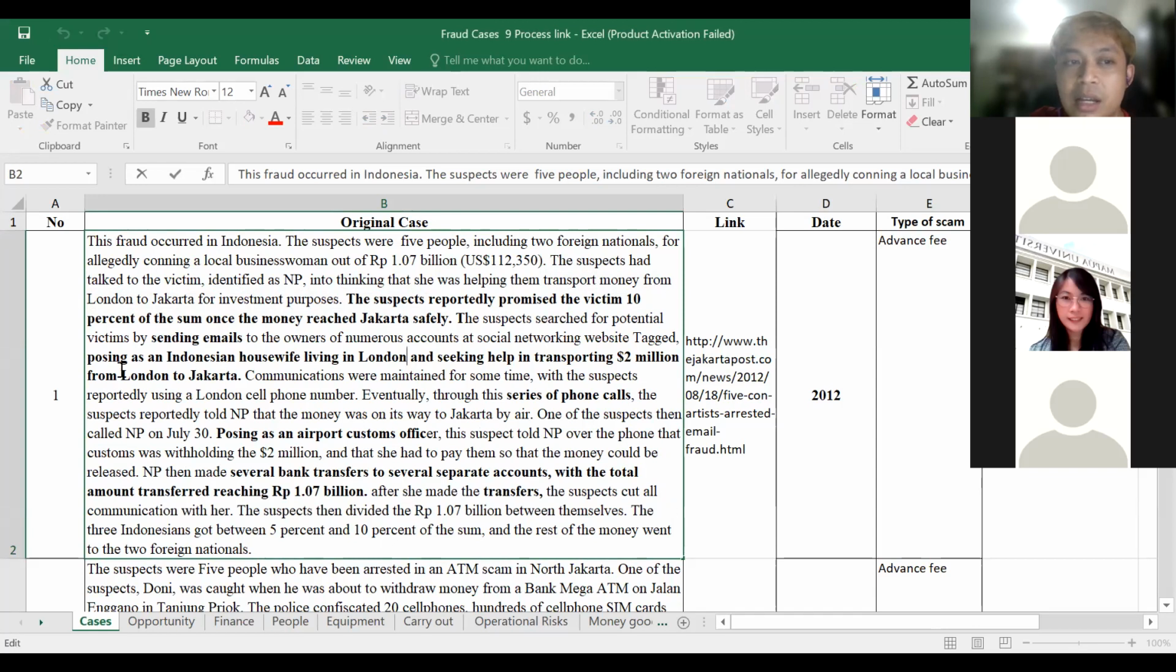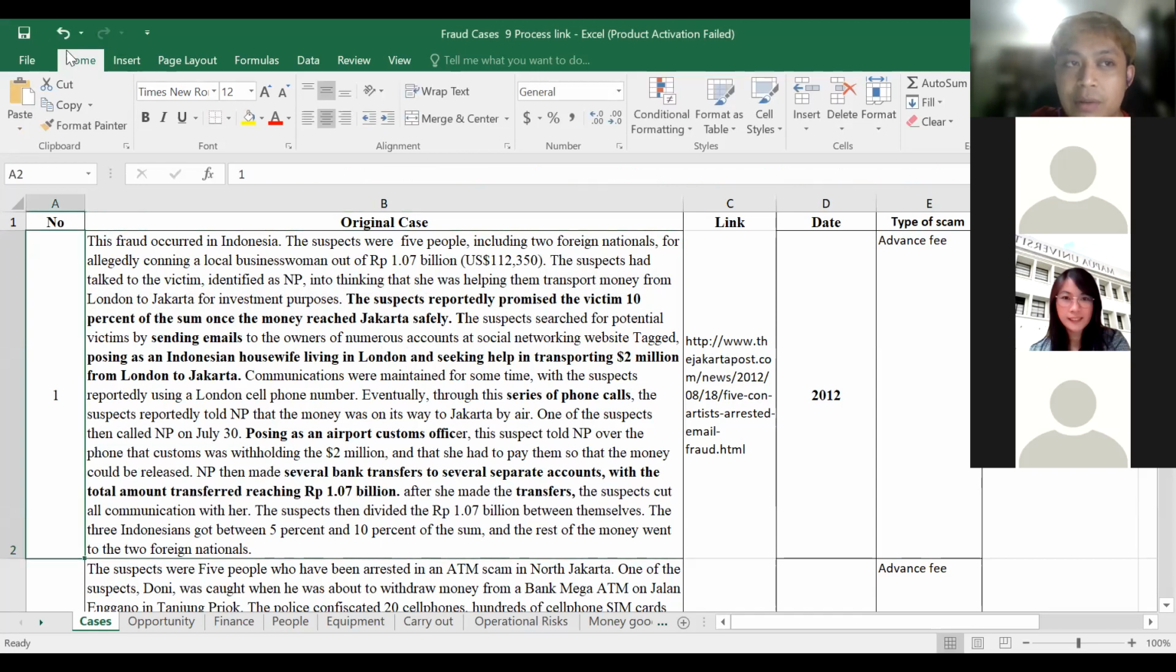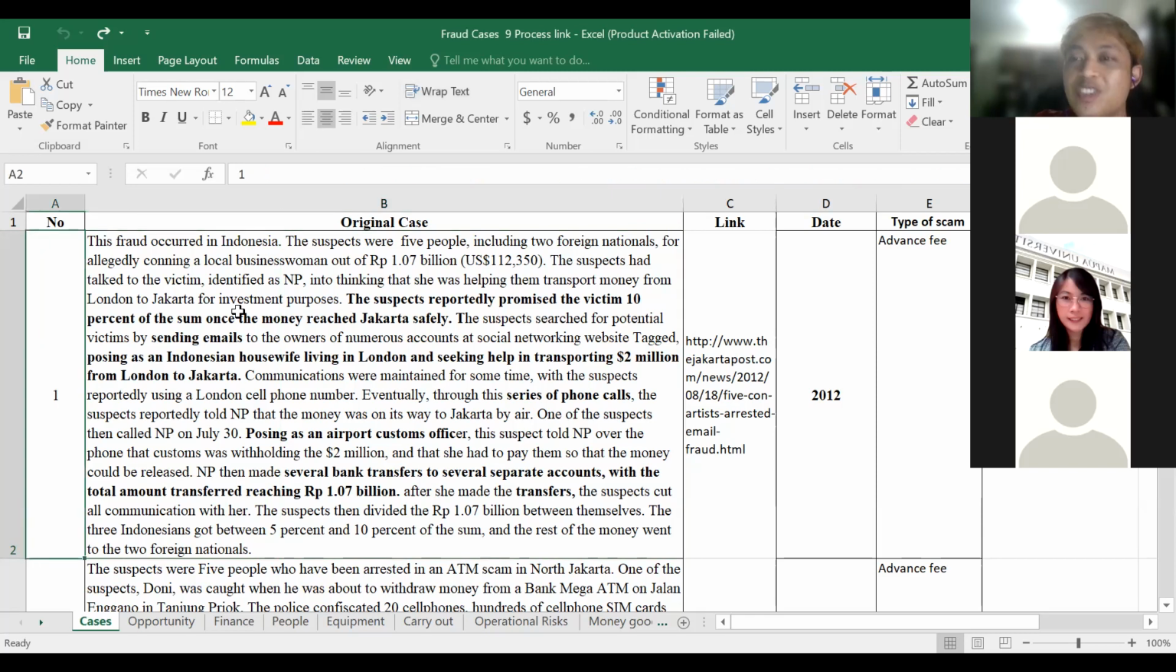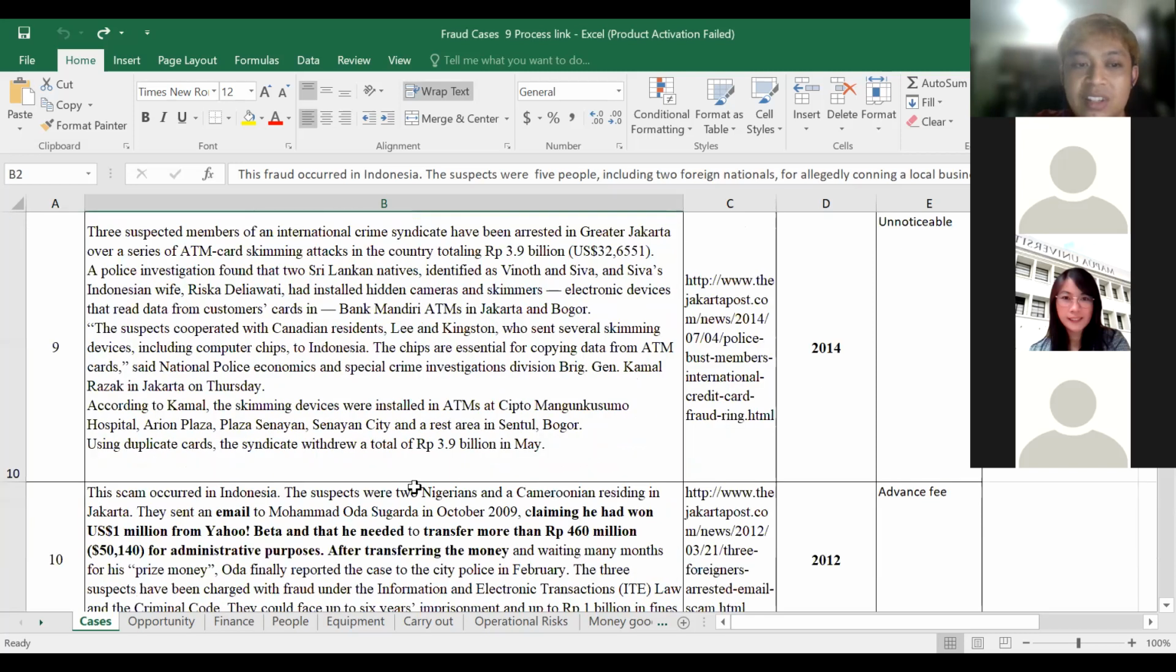And this one, a housewife in London. Posing as an airport customs officer, the suspect asked her to make several bank transfers. So what does that mean? Yeah, this is like the advance fee, right? The victim gives the money by themselves to the fraudster, and then the fraudster just gets the transfer.